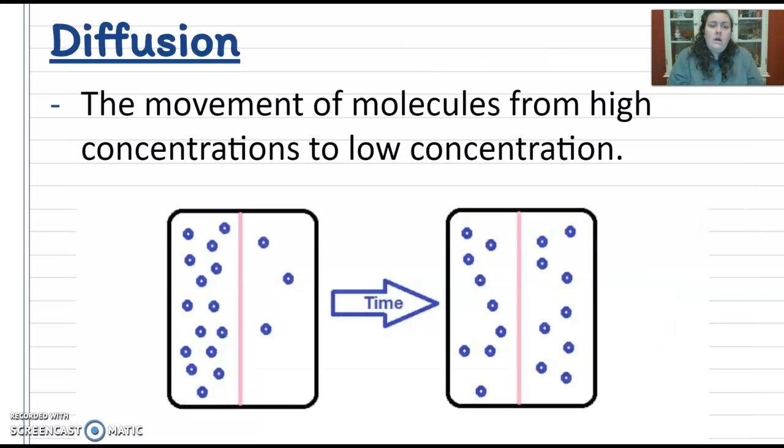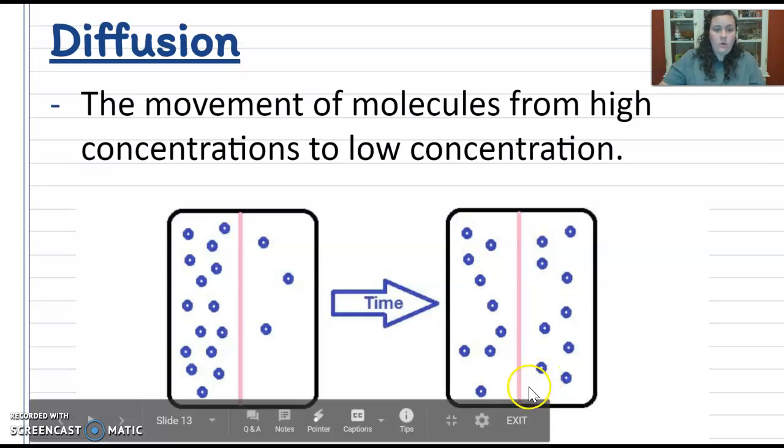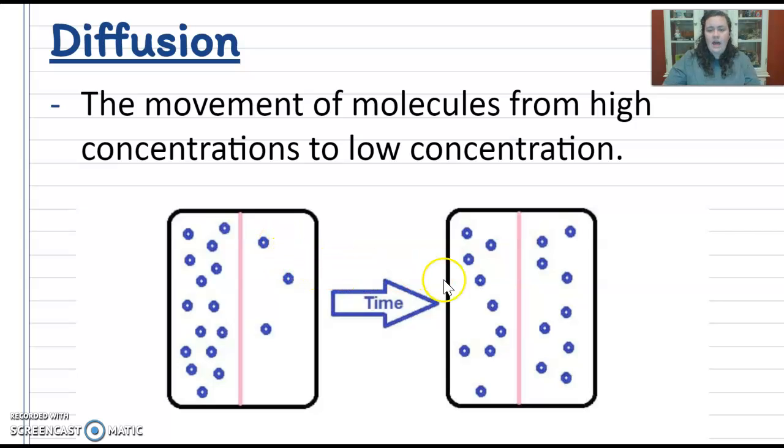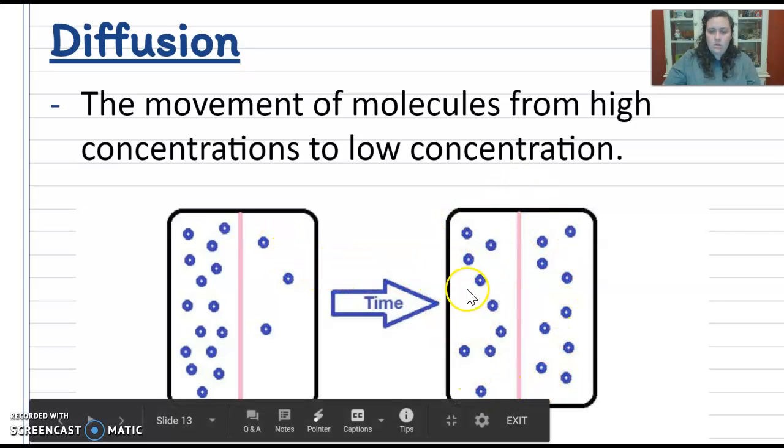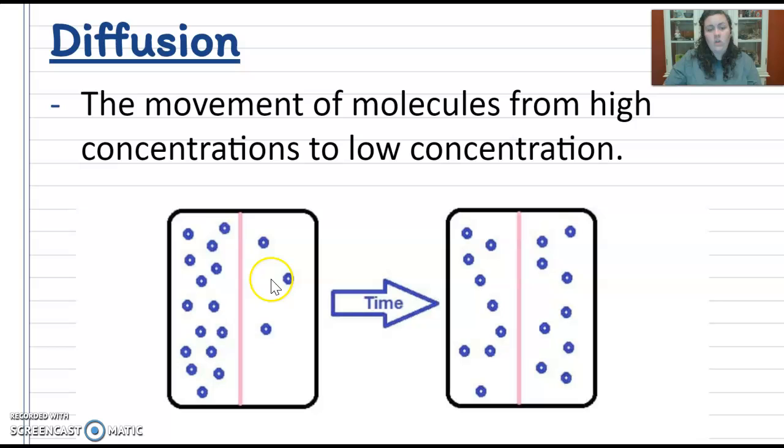Okay? So our fancy definition for diffusion and our science definition for diffusion is the movement of molecules from high concentrations to low concentrations. So if we look at this situation over here, we have a very high concentration of purple circles. And on this side of the barrier, we have a low concentration of purple circles. If you let these guys sit and just go about their business, over time, you'll get a relatively equal amount of purple circles on either side. They will move from high concentration to low concentration until they've pretty much equaled out.